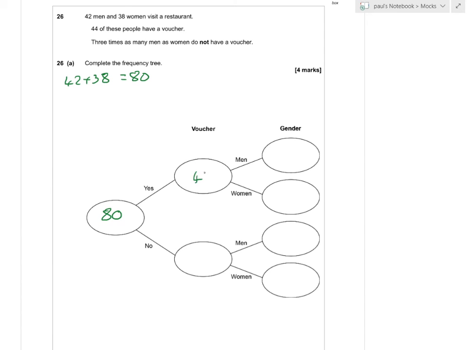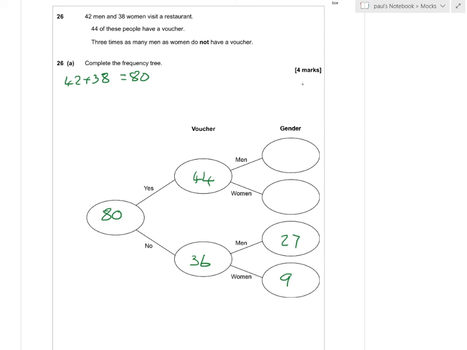44 have a voucher. And so the other 36 don't have a voucher. Right. 3 times as many men as women do not have a voucher. So there's the men. So 3 times as many. So I divide that by 4, which is 9. So I have 9 and 27. Yeah, that's 3 times as many.